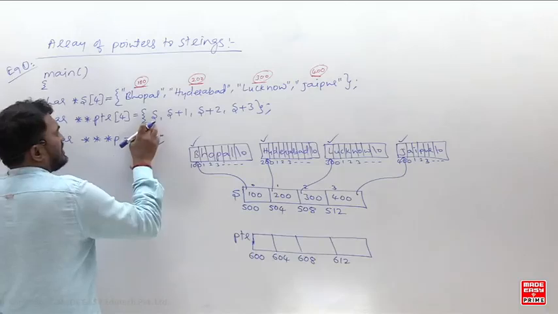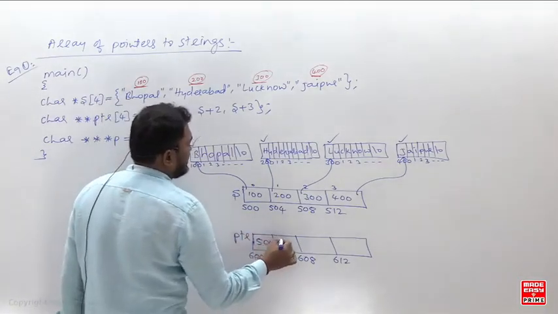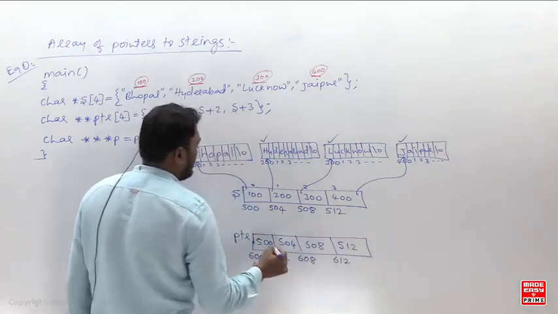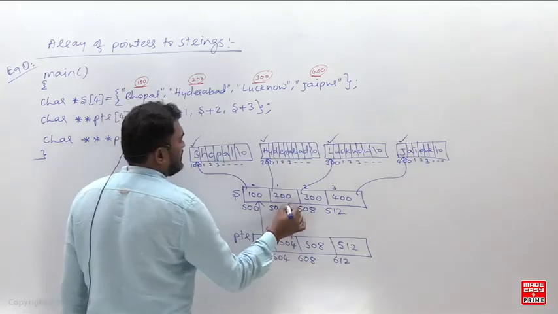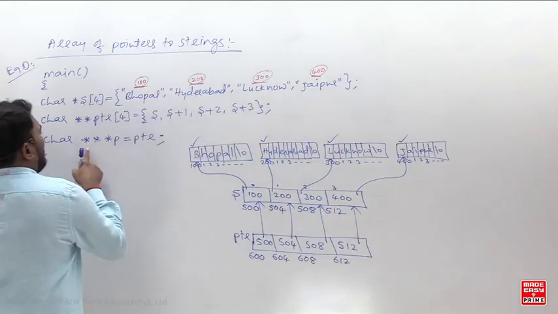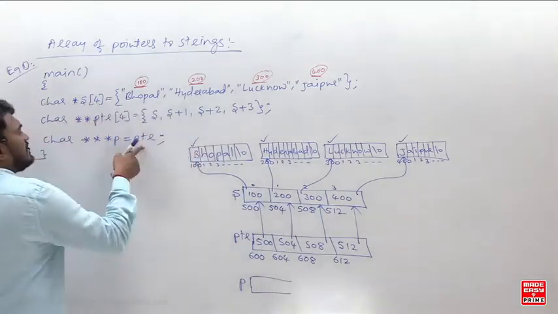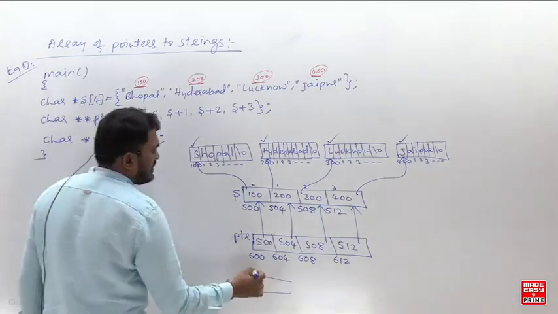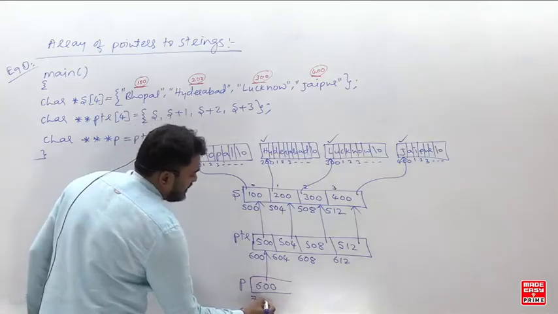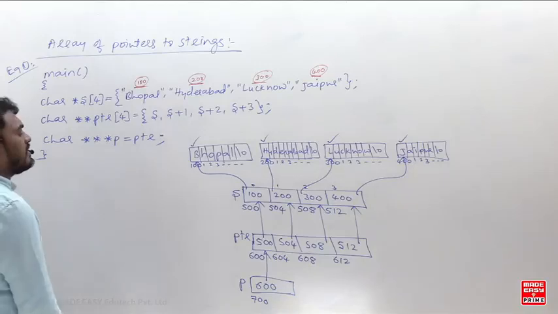And S means what? Array name without subscript will contain the base address. S means 500. S plus 1 is 504, 508, 512. So this is pointing to this, this is pointing to this, this is pointing to this, and this is pointing to this. And next, char triple star P equal to PTR. So in P, PTR is stored. PTR means what? Array. Array means base address. So how much is that? 600. It is pointing to this. And let's say this has some address, 700. So this is the correct diagram.